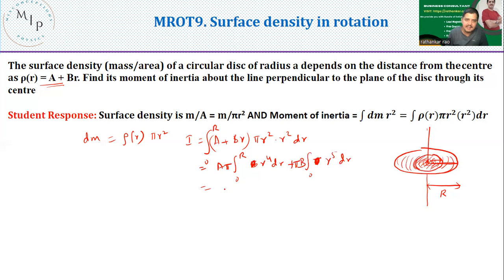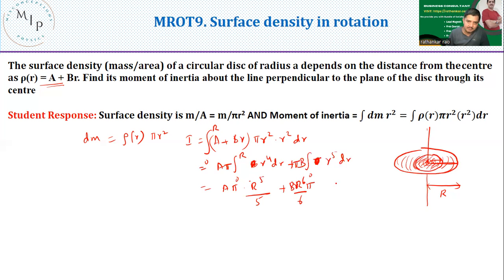So thus I will get the answer as a pi into r power 5 divided by 5 plus r power 6 divided by 6 plus b pi r power 6 divided by 6. This is the answer we get. Now, is this correct or wrong? That's what we need to look at.